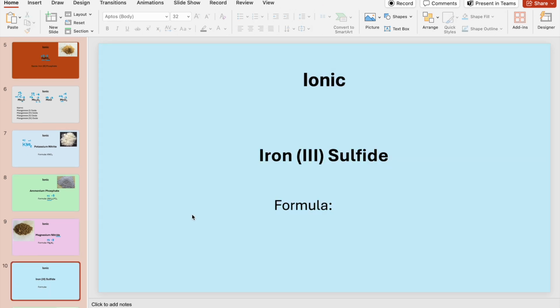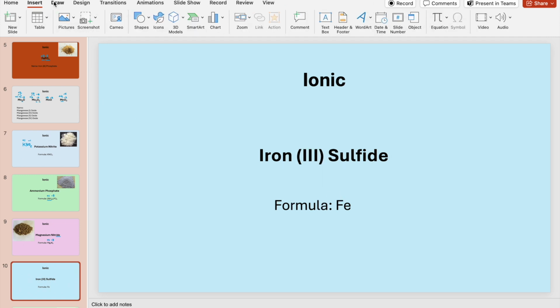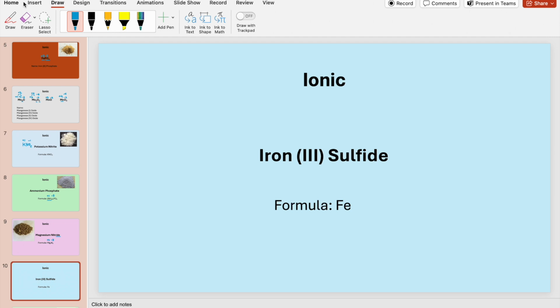Moving on. Iron 3 sulfide. So iron is Fe. Now it gave you the charge. That's very nice. They're always going to give you the charge if you're a transition metal, unless you're zinc or silver or cadmium. Now looking at your formula, iron is +3. Sulfide, remember, IDE means 1 element. So we're going to be Fe and S.